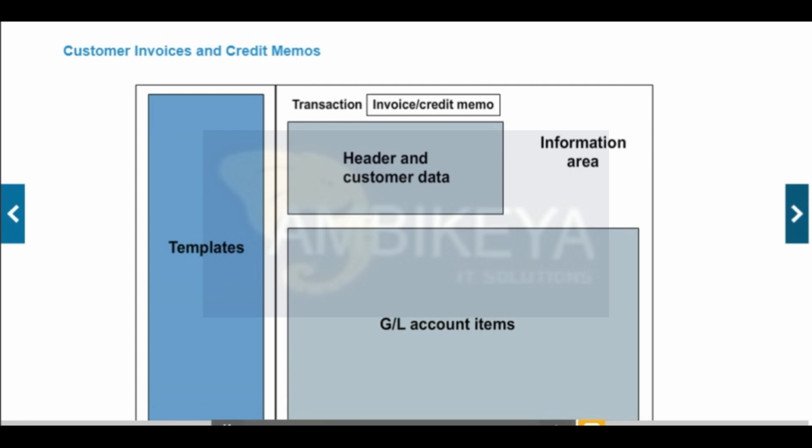Work templates: here you can select screen variants, account assignment templates, or held documents as references. Header and customer data: document header and customer line item data is entered here. GL account items: the GL line items for the document are entered here. Information area: the document balance and information about the customer are displayed here. It also contains a link to the master data and open items.